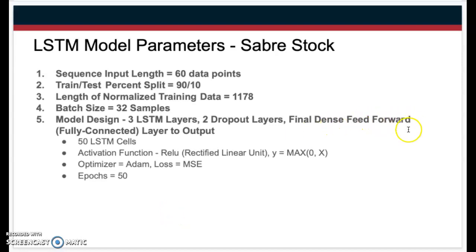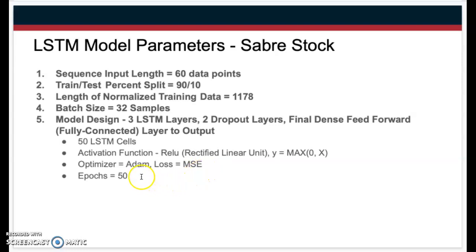The dense function created that fully connected layer to the output. The initial parameters used 50 LSTM cells. The activation function was ReLU, which is short for rectified linear unit, which maximizes between 0 and the x value, which really minimizes on the mean squared error. The optimizer, a gradient-based optimizer, was Adam, and the loss that was optimized on was the mean squared error.